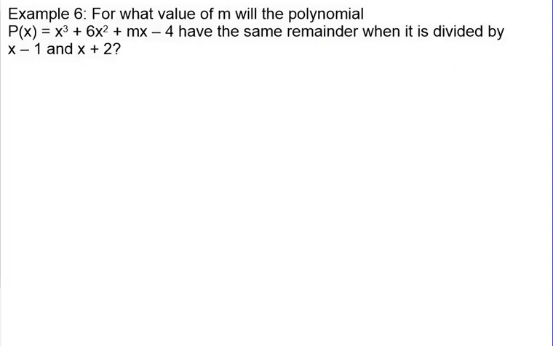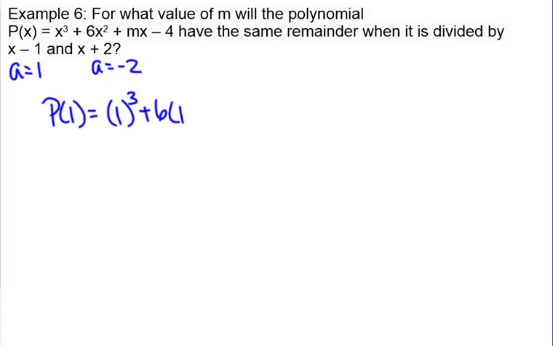So example 6, for what value of m will that polynomial have the same remainder when it's divided by x subtract 1 and x plus 2? So here we'd have an a that's equal to 1. Here we'd have an a that's equal to -2. We want that remainder to be equal when we have both of those functions. So p of 1 is equal to 1 cubed plus 6 times 1 squared plus m times 1 subtract 4. That's one equation.